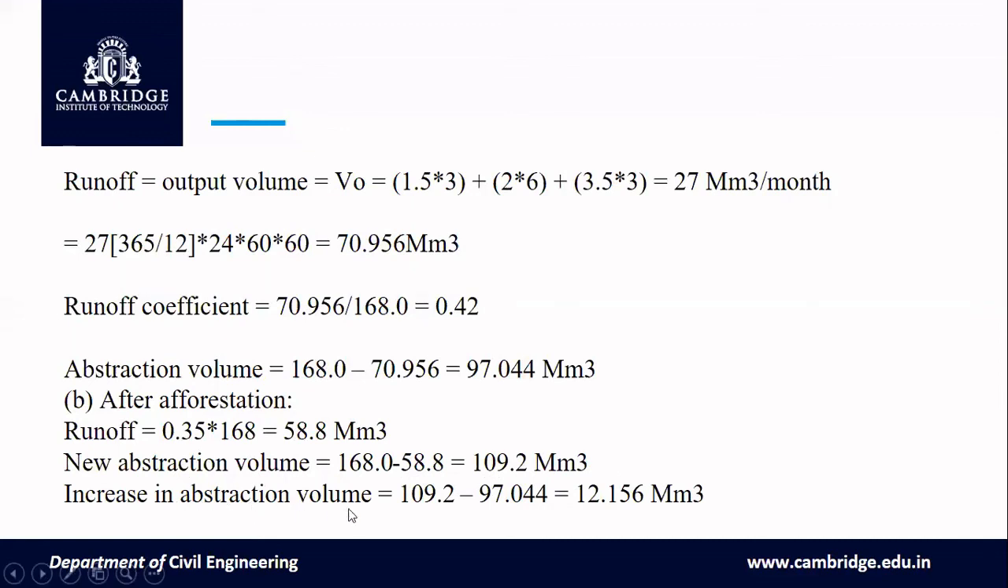Then the increase in abstraction volume will be this 109.2 minus the abstraction volume before afforestation, which we got as 97.044. Now 109.2 minus 97.044 gives 12.156 million meter cube, which is the increase in abstraction volume after afforestation. So that's it, some problems. Thank you.